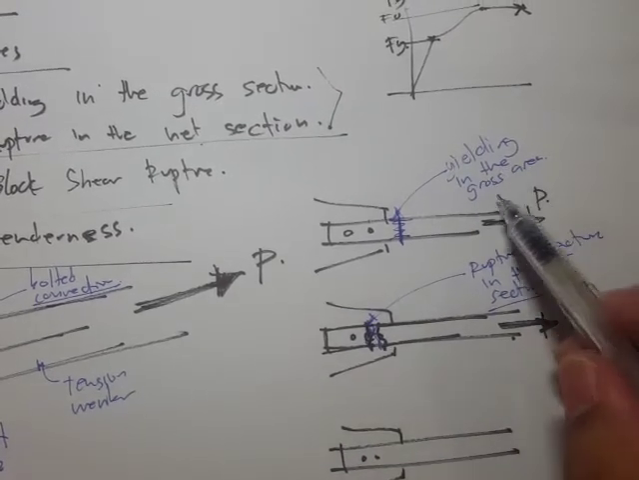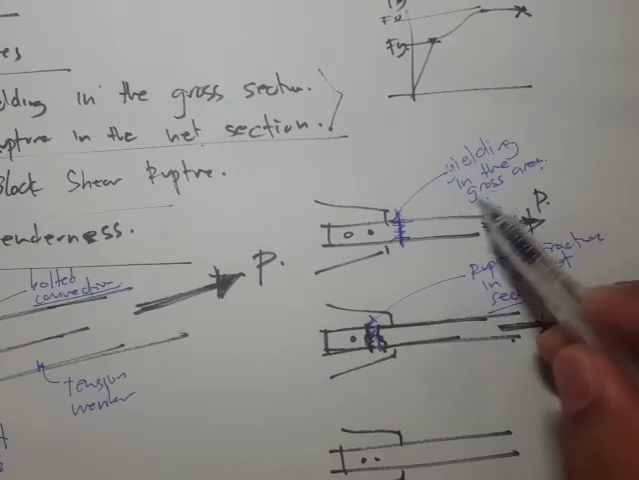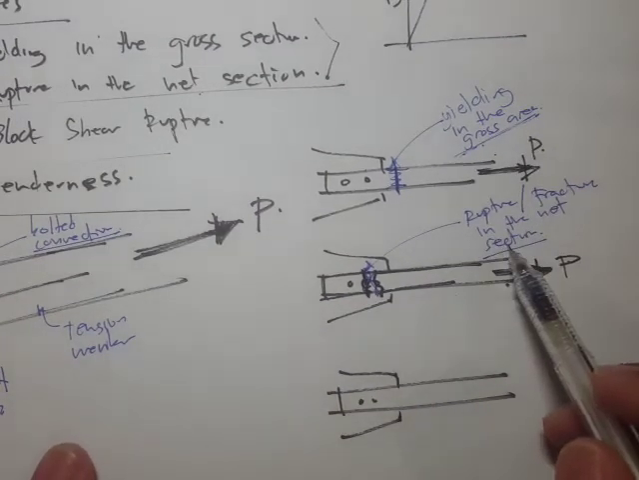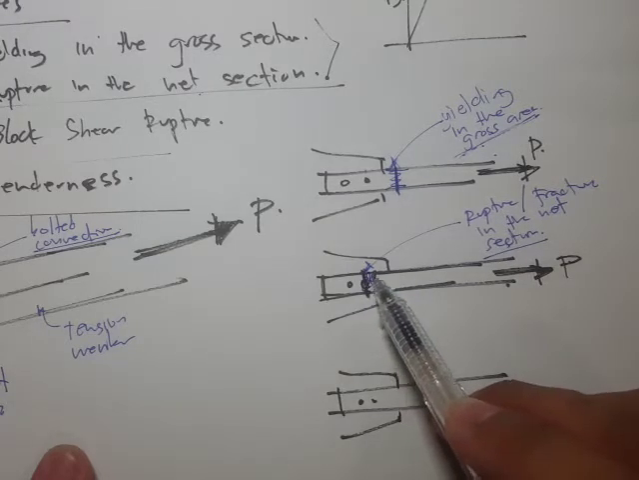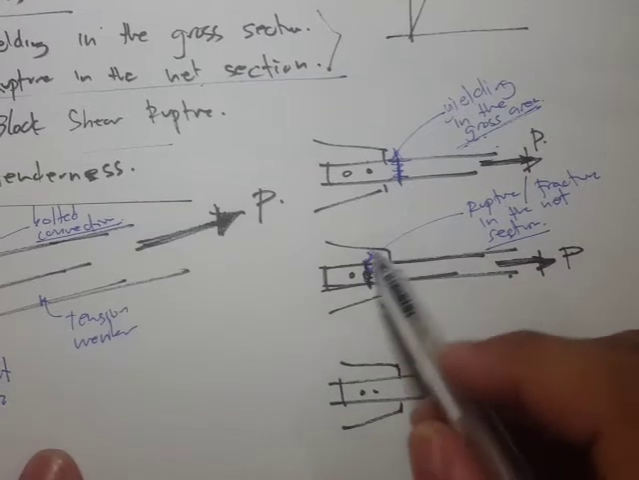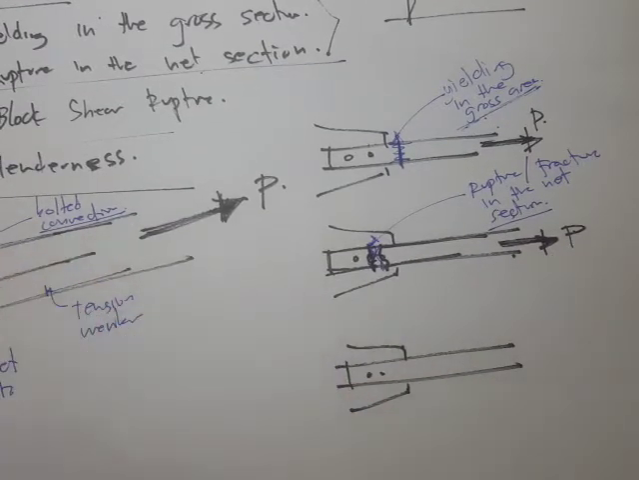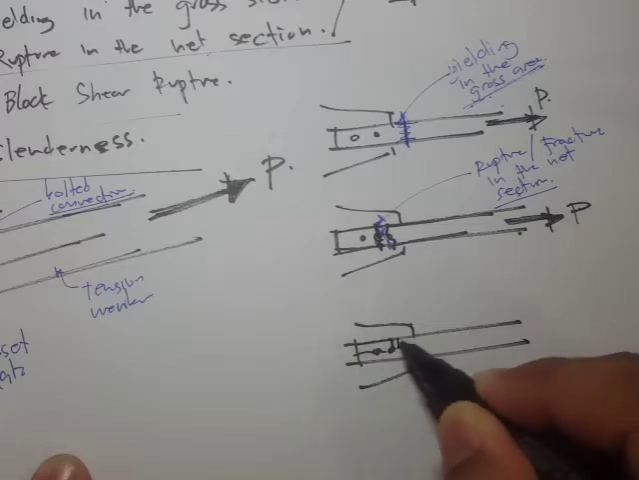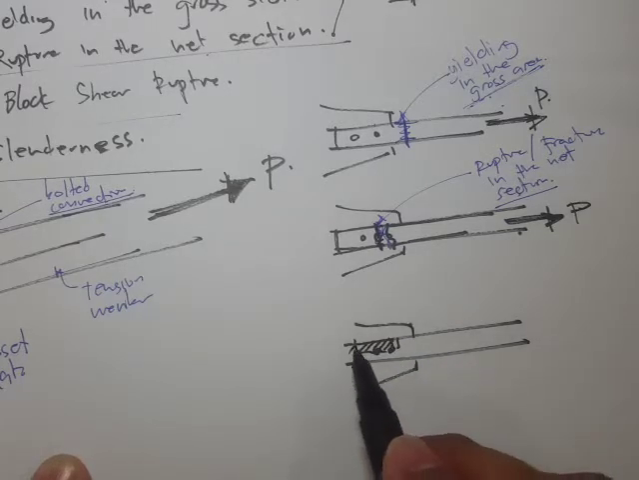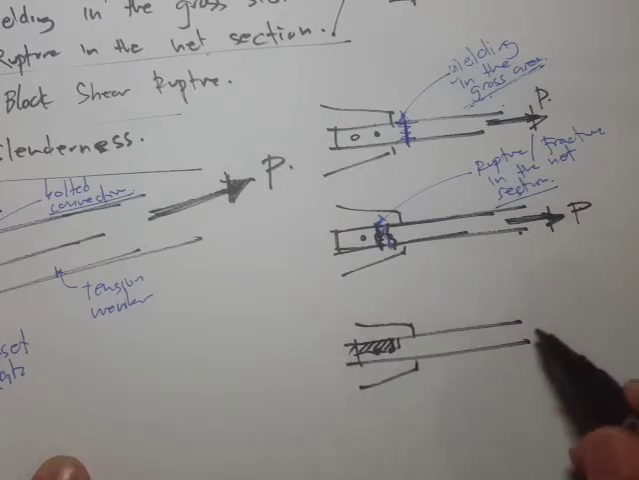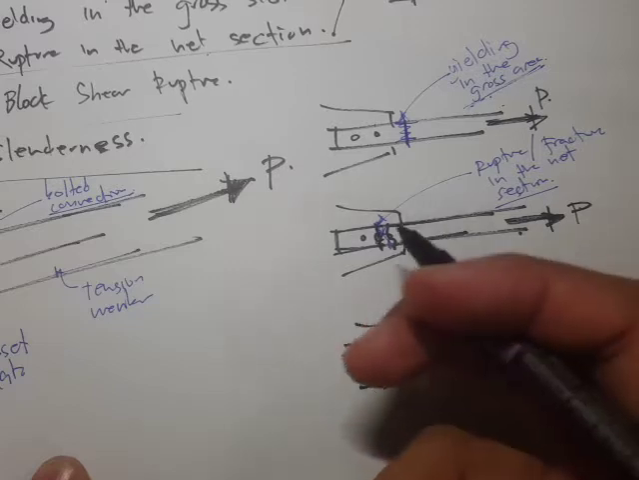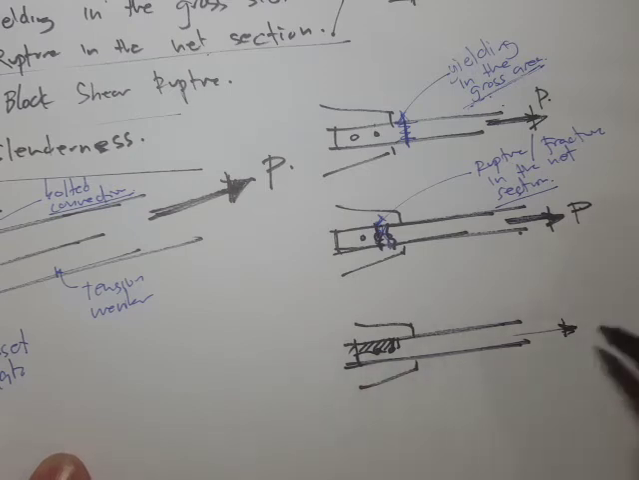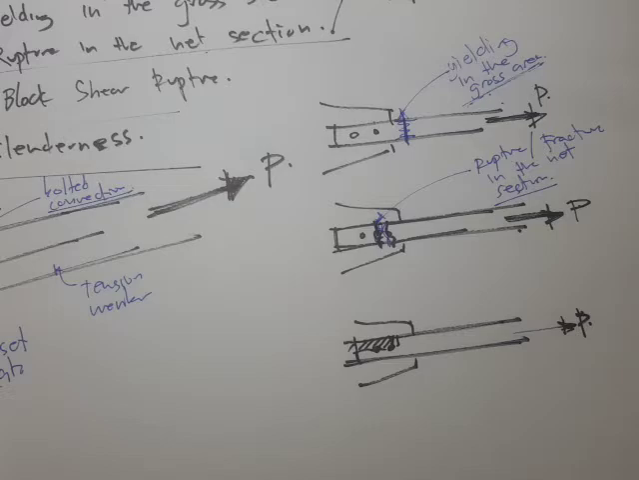Take note, this one is yielding in the gross area, meaning it's in the area where there are no bolt holes. But this one, because of the reduced cross-sectional area, can fracture in that section. Then block shear rupture is something like this: a block or a chunk of the tension member is fracturing, or is being separated from the rest of the tension member. That's what we call block shear rupture.